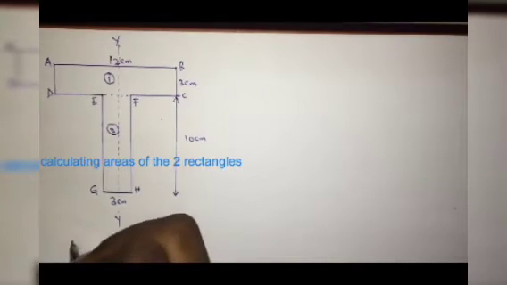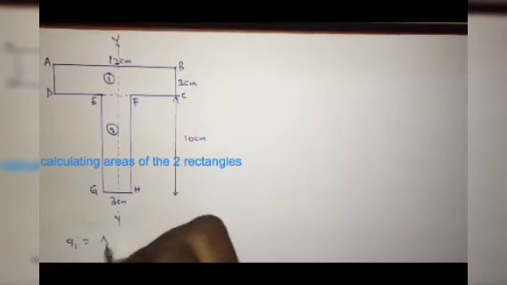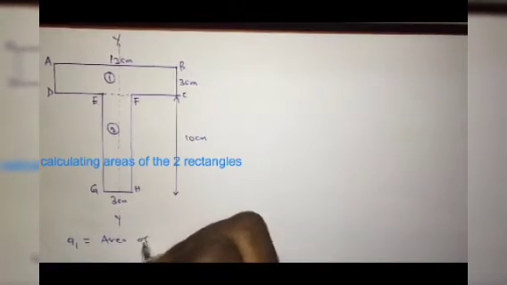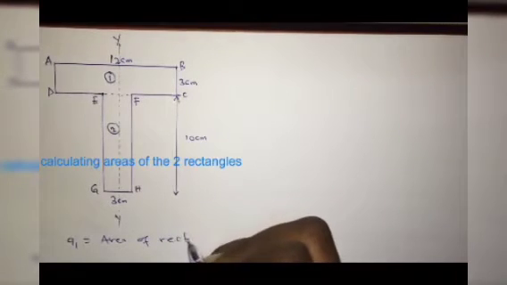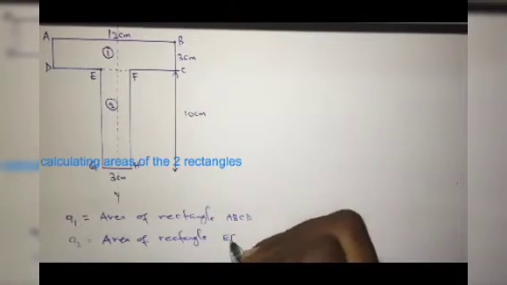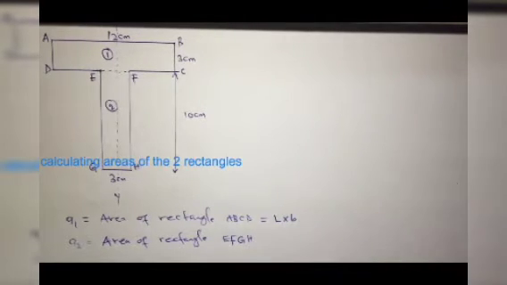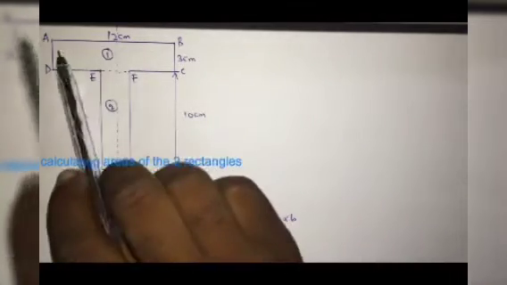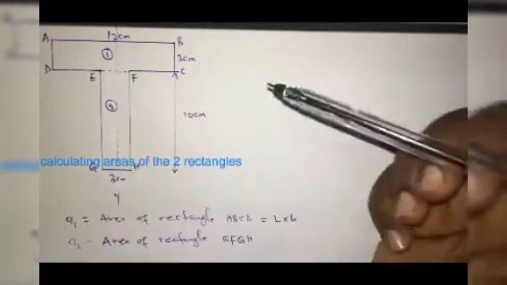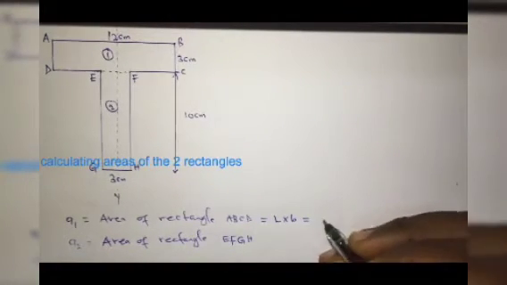So A1 is the area of rectangle ABCD and A2 is the area of rectangle EFGH. We know the formula for area. For a rectangle, it is length times breadth. You multiply the length of this with the breadth. It is width and thickness, so you multiply B and H.